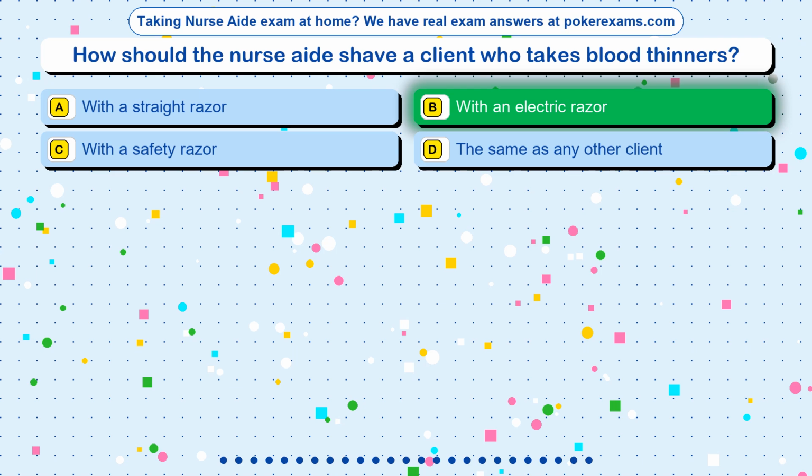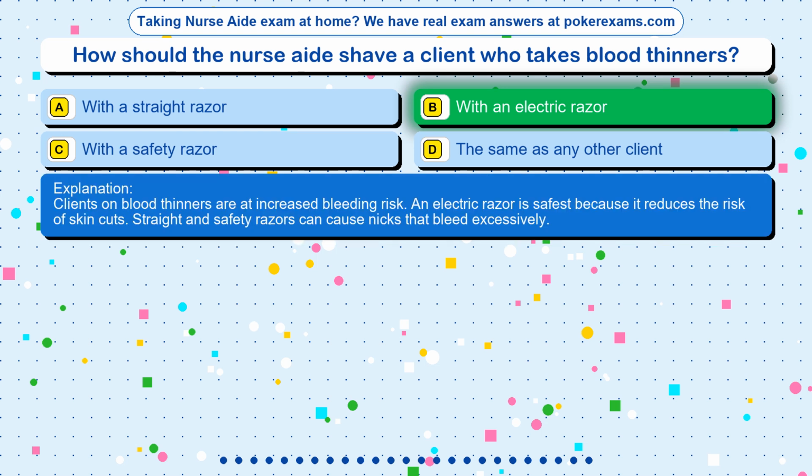The correct answer is option B, with an electric razor. Clients on blood thinners are at increased bleeding risk. An electric razor is safest because it reduces the risk of skin cuts. Straight and safety razors can cause nicks that bleed excessively.